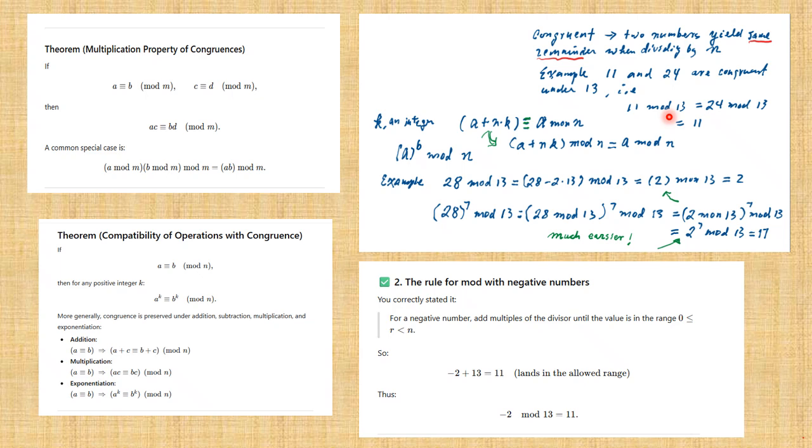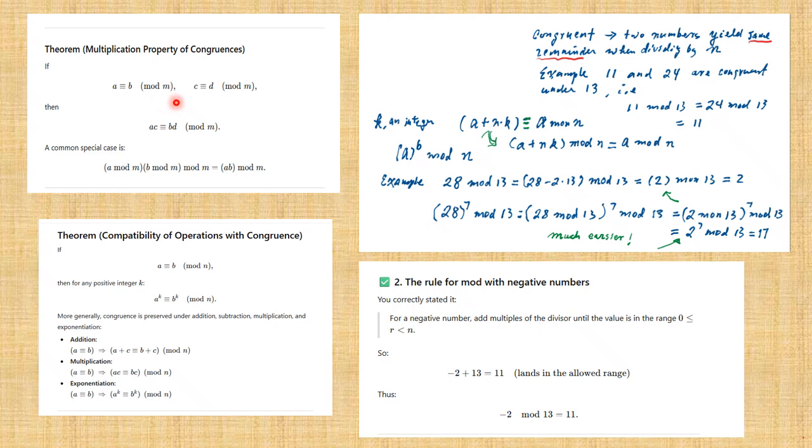When you write them together, you use this symbol: the two numbers A and B are congruent. So you write it like this. That doesn't mean they are equal. It means that when you divide by n, mod n of A and B give the same remainder. This is the important property, actually the definition of congruence for two numbers.